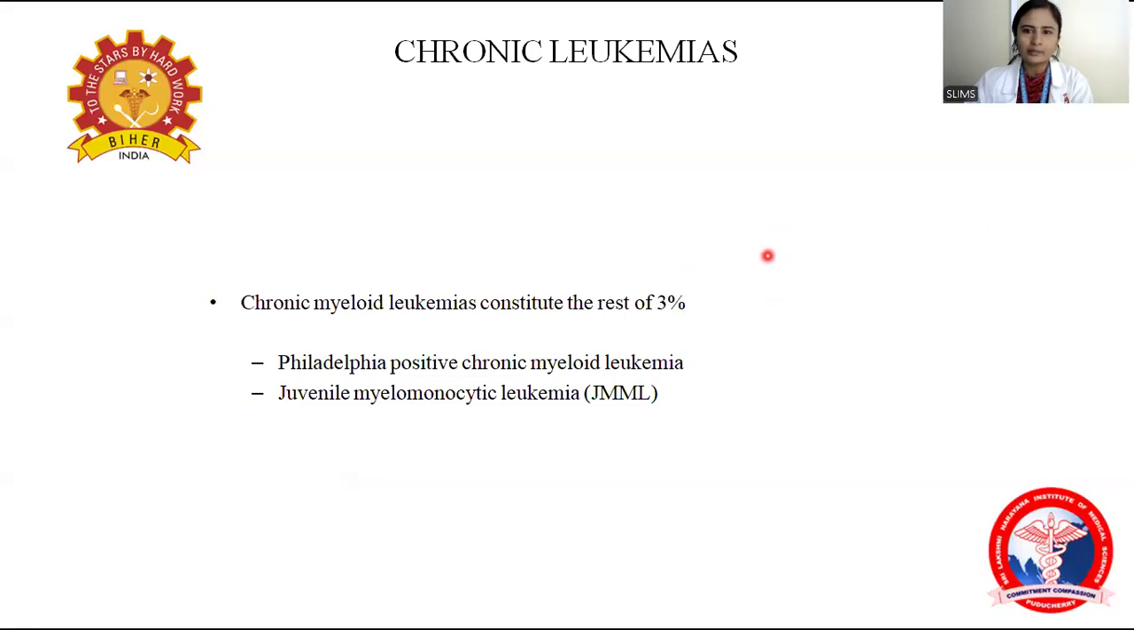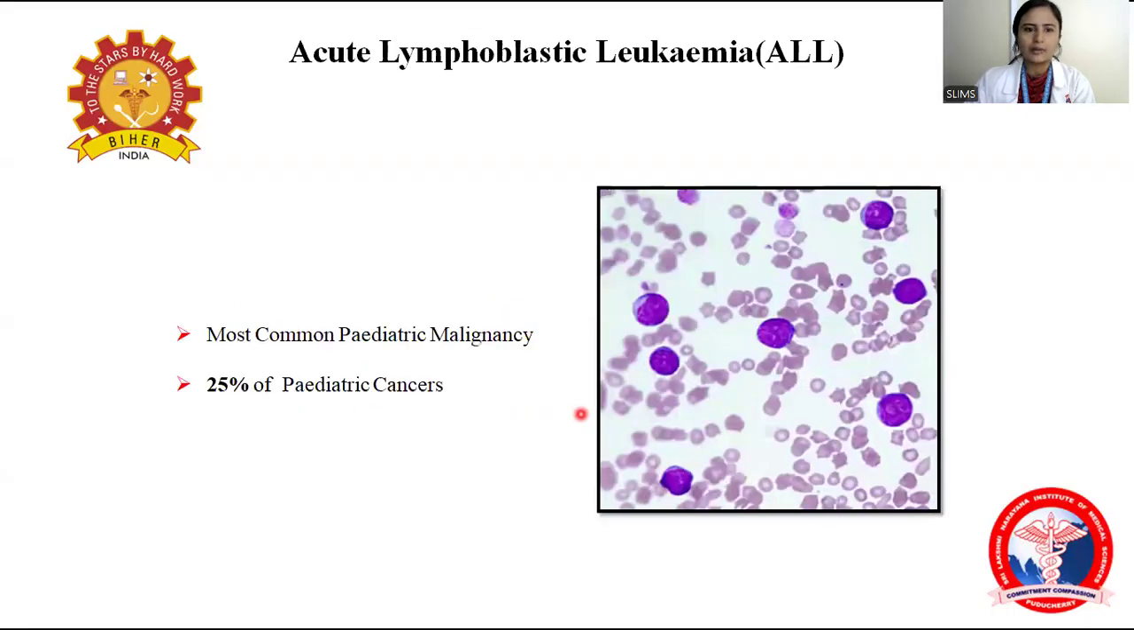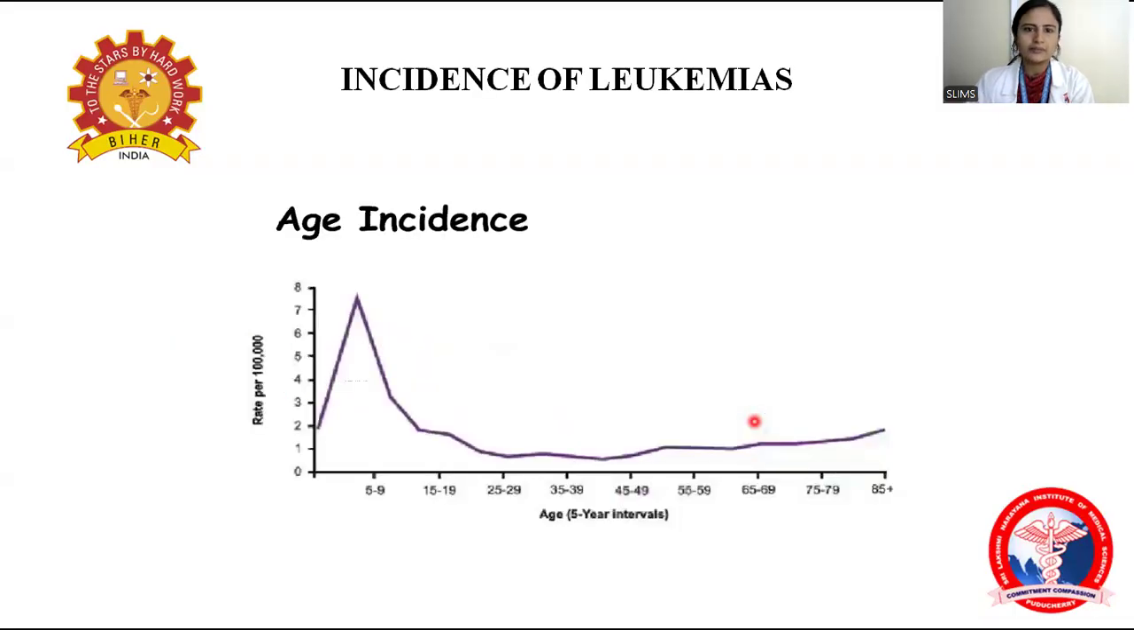Coming to chronic myeloid leukemia, which has only a minimal prevalence, that is 3%, this includes Philadelphia positive chronic myeloid leukemia and juvenile myelomonocytic leukemia. The most common pediatric malignancy, as said earlier, is acute lymphoblastic leukemia. This is the slide of acute lymphoblastic leukemia. You can see the immature lymphoblasts present in the peripheral smear. It comprises 25% of pediatric cancers, which include both blood malignancy and solid organ malignancy.